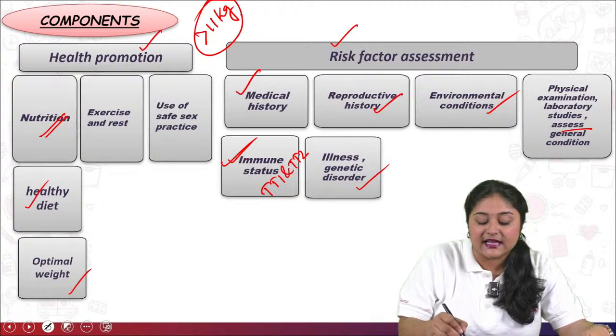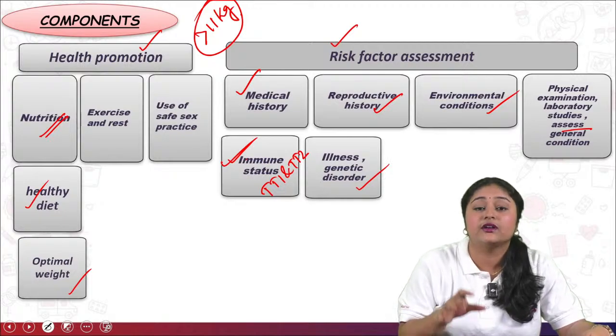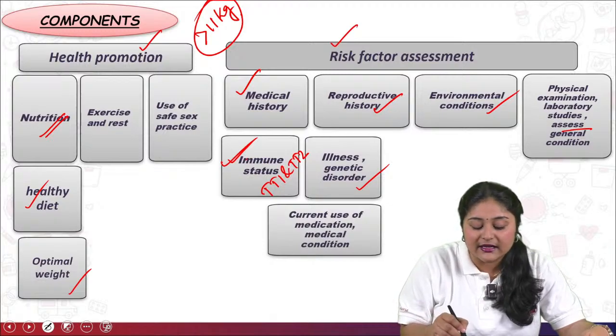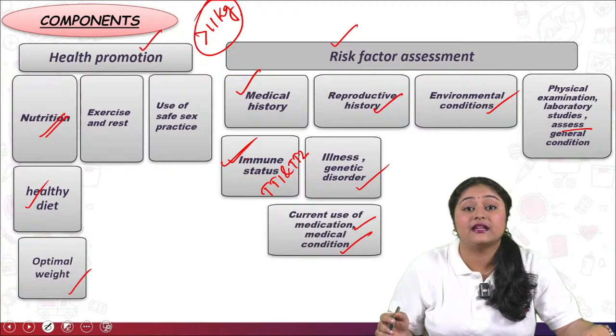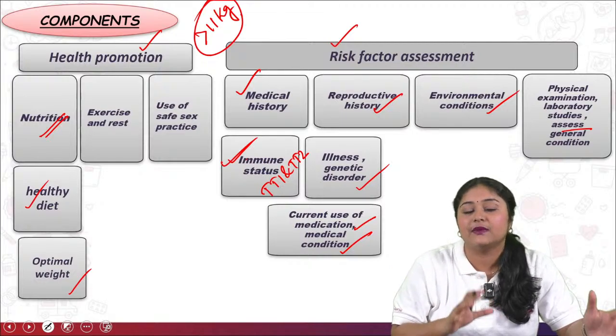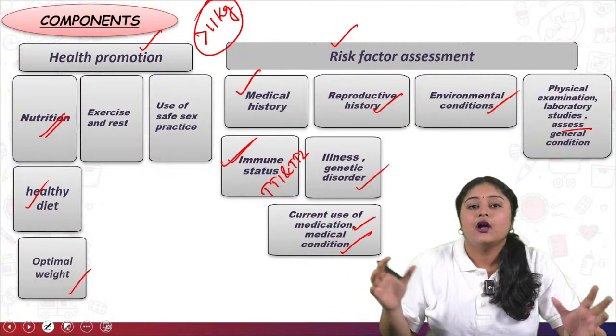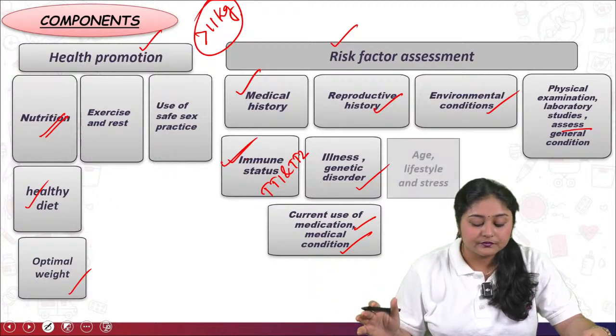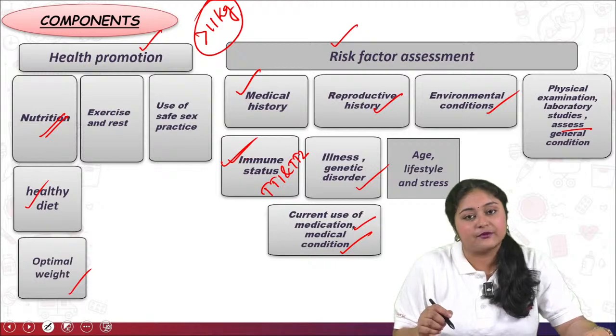Next is illness as well as genetic factors or disorders, if present in the mother as well as her family. Next is the current use of medication as well as the medical condition. We have to know about medication, because if they are currently using medication, we have to check whether it will affect the baby, whether it crosses the placental barrier or not. Next one is age, lifestyle and stress.